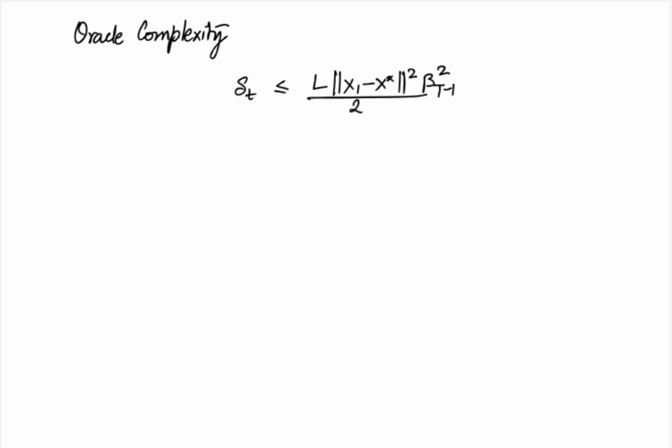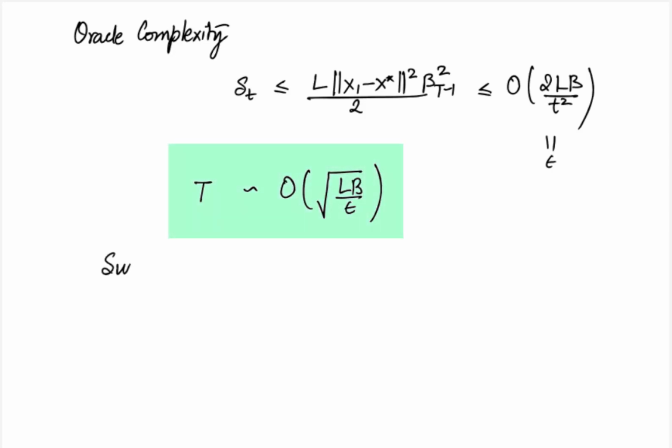The final oracle complexity can be obtained by carrying out the telescopic sum, which yields Δ_T is less than or equal to L‖x_1 − x*‖² divided by 2β_{T−1}², which is less than or equal to order of 2LB/T². So if we equate this to ε, we can see that oracle complexity is given by order of √(LB/ε). That concludes the proof.